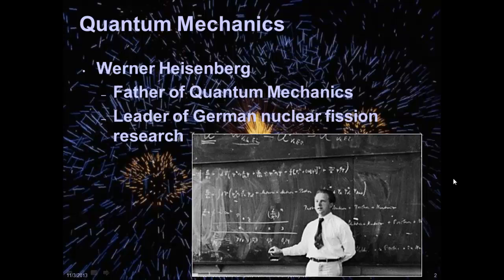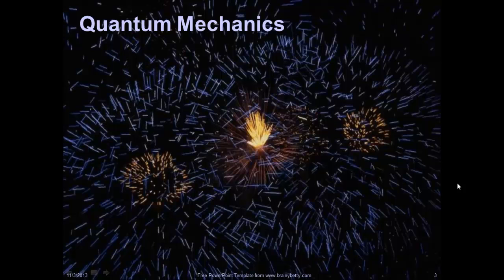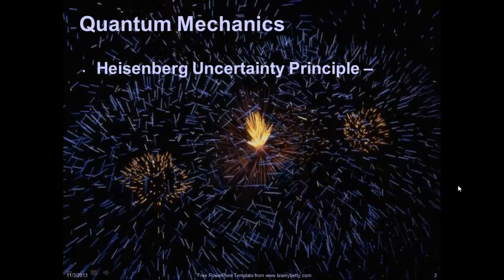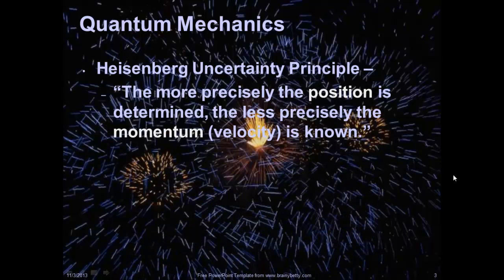And at that time, Werner Heisenberg was the leader of the German nuclear fission research, and again, this was in 1925. And he is most famous for coming up with one principle or one idea that has to do with the study of electrons, and it's called the Heisenberg uncertainty principle. Uncertainty means something that we don't know for sure, so something that we're not sure about. The Heisenberg uncertainty principle says, the more precisely the position is determined, the less precisely the momentum or velocity is known.